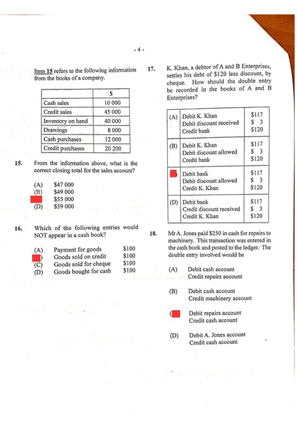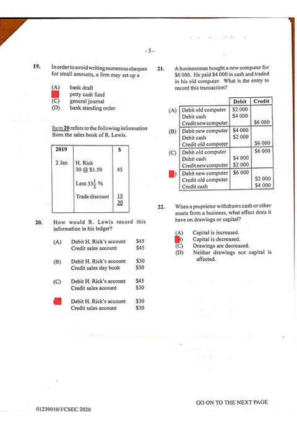18, Mr. A. Jones paid $250 in cash for repairs to machinery. This transaction was entered in the cash book and posted to the ledger. The double entry involved would be C, which is debit the repairs account that was done, and credit the cash account that was used to pay for the repairs. Moving along, number 19, in order to avoid writing numerous checks for small amounts, a firm may set up a, and the answer is B, petty cash fund.